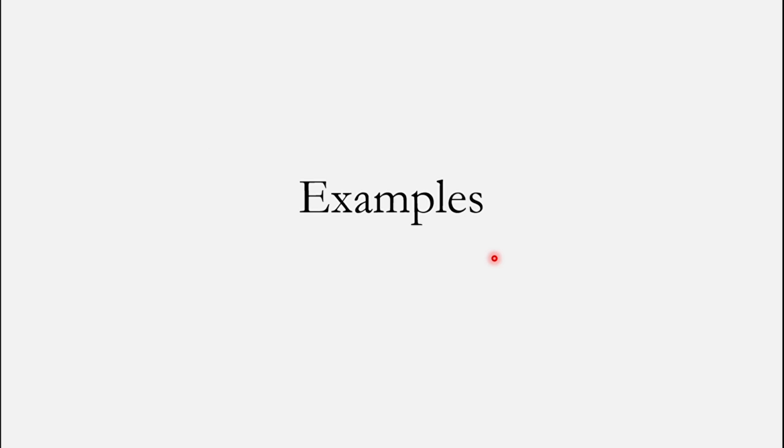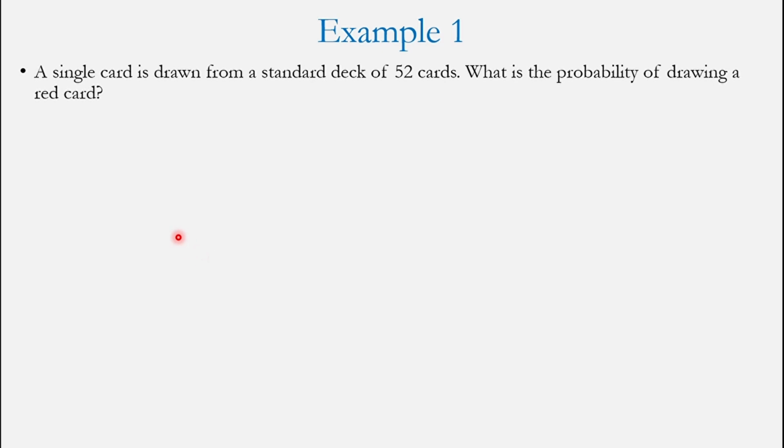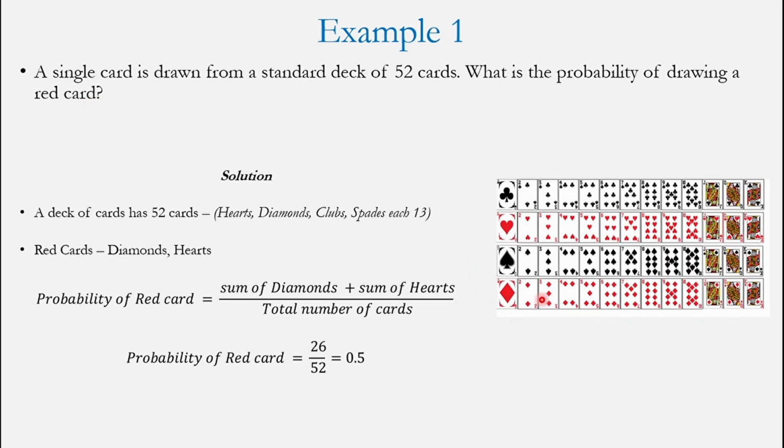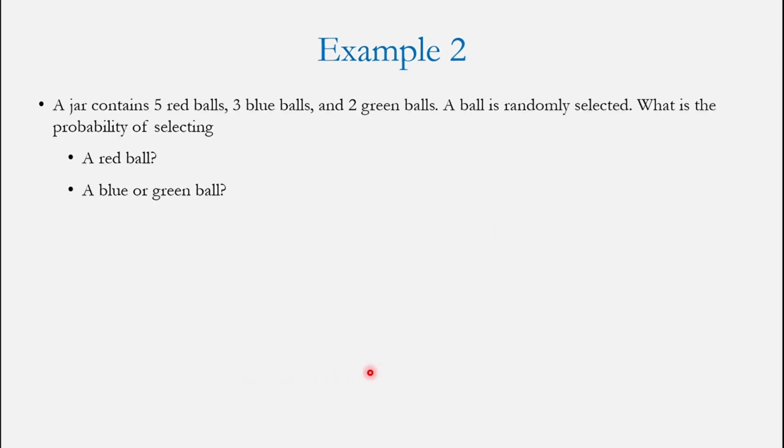So some few examples as we end the first part. We have this example 1. A single card is drawn from a standard deck of 52. What is the probability of drawing a red card? So a picture here showing the cards, and we have 4 sets. We have hearts, diamonds, clubs, and spades. So these are club, hearts, spade, and diamond, and each of them has 13, leading up to 52 in total. So the red cards are represented by diamonds and hearts, which in total will come to 13 plus 13, giving us 26. So the probability of a red card will be 26 divided by 52, half, 0.5.